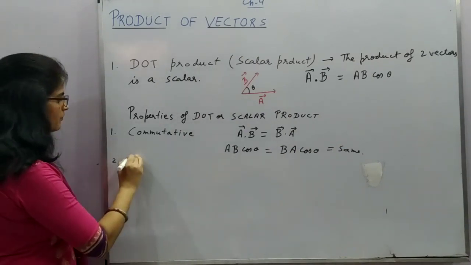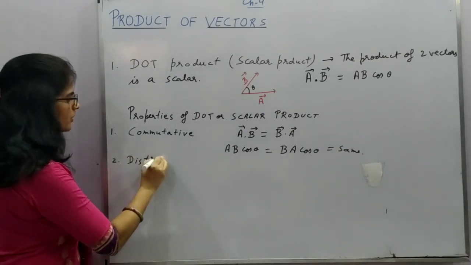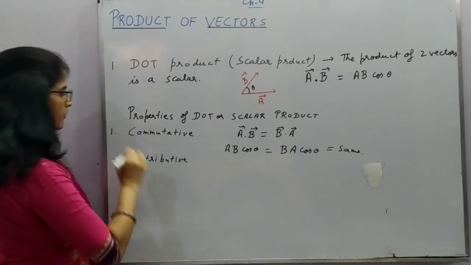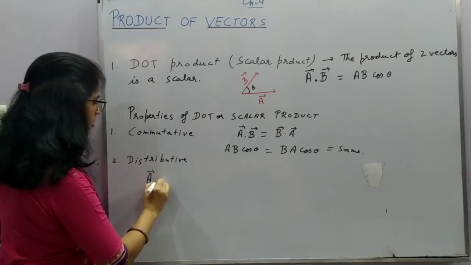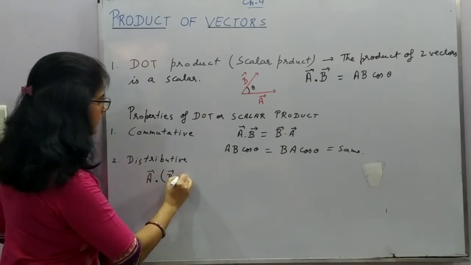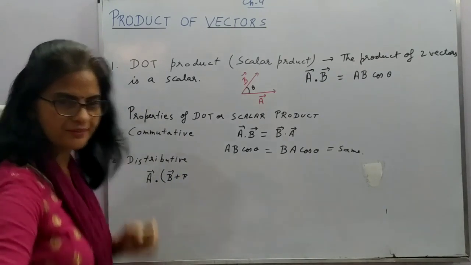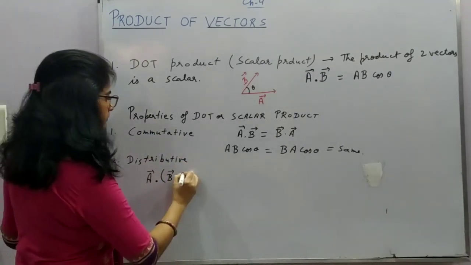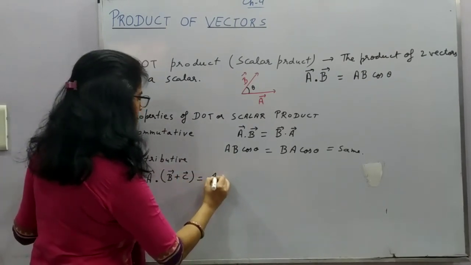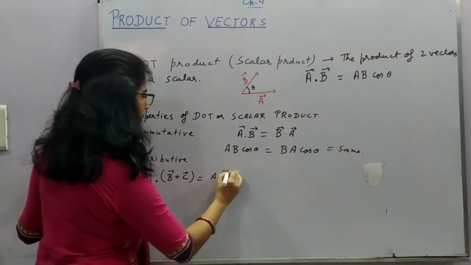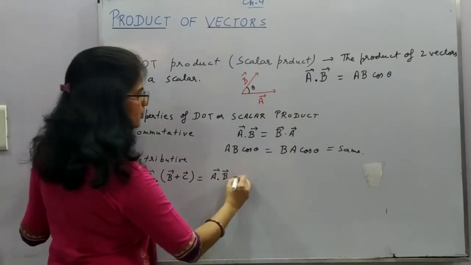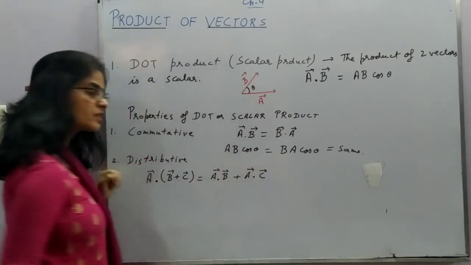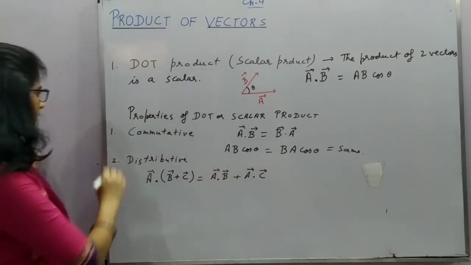Second is distributive. Distributive means if I want to write this A dot B vector plus C vector, this can be written as A dot B vector. So this is distributed over the two. And A dot C vector. So this is distributive, right?